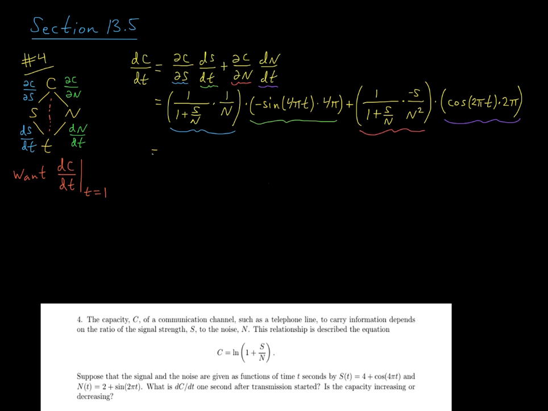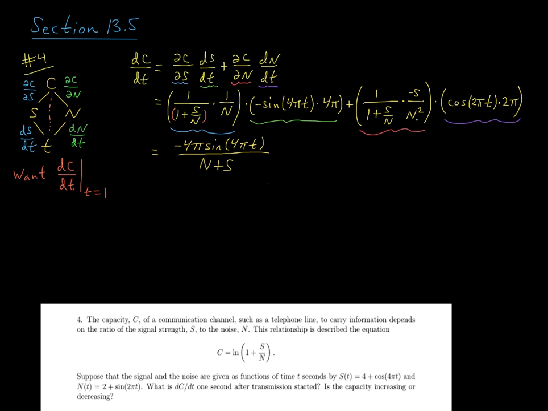Okay, so let's go ahead and do a little bit of cleaning up. For this first product, I'm going to put the sine and the 4 pi upstairs. So I'm going to get minus 4 pi sine of 4 pi t. Then down in the denominator, I'm going to multiply this n here off to the right, and that's going to give me an n plus ns.